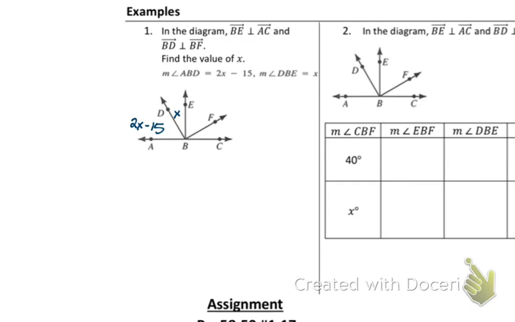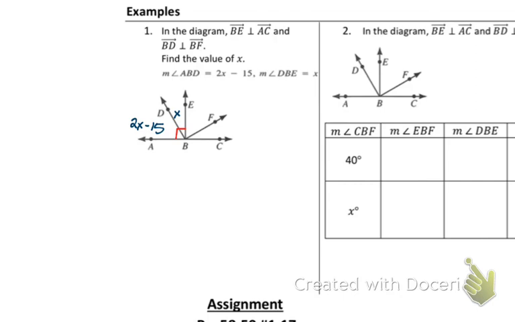But if you go back up to the definition, BE is perpendicular to AC. So how big is this angle here? How big is the angle ABE? Robin? 90 degrees. So that means this angle plus this angle has to equal what? Jacob? 90. That has to equal 90 degrees. Yeah. So this angle plus this angle has to equal 90 degrees.